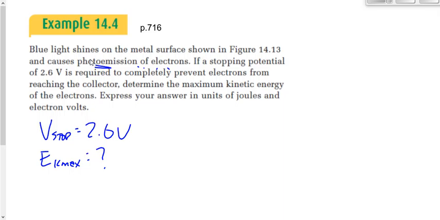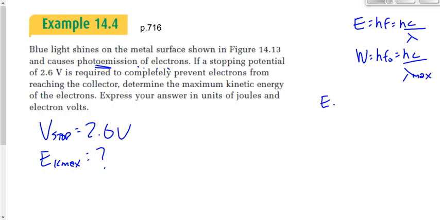We got E is equal to HF equals HC over lambda. We've got W is equal to HF0 equals HC over lambda max. We've got EK max equals 1/2 MV max squared equals QV stop. And we've got HF is equal to EK max plus the work function.